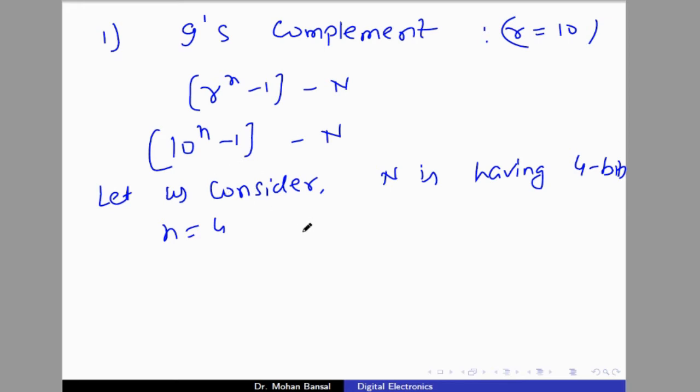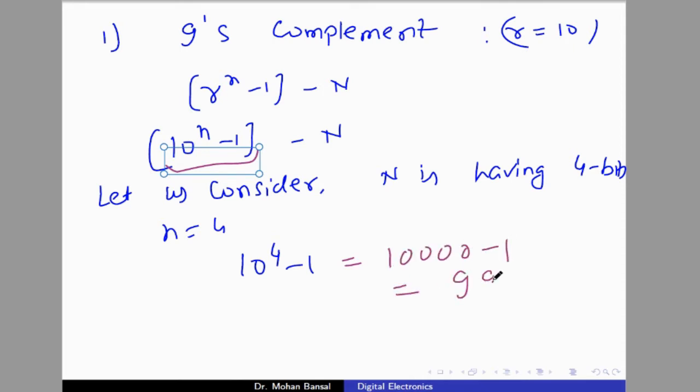In such case, we will get 10 to the power 4 minus 1. I am talking about only this term. So 10 to the power 4 minus 1 is 10,000 minus 1, which is 4 times 9. So if we have any number with n digits, we will subtract that number from n nines. So we will subtract number N from 4 nines to get the nines complement.